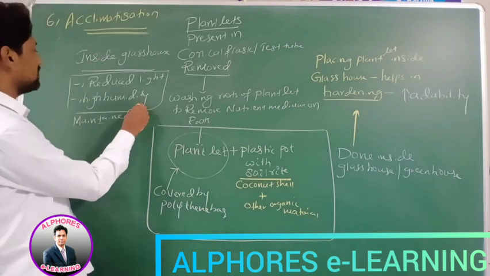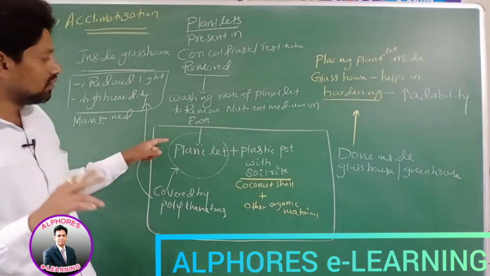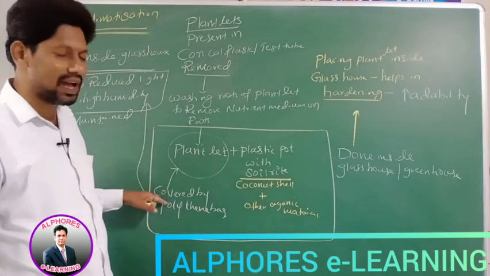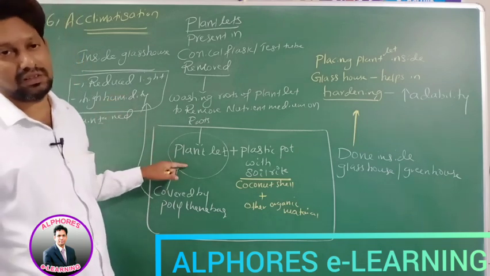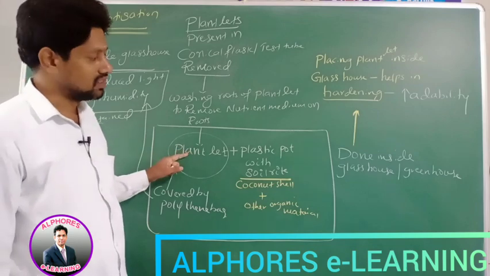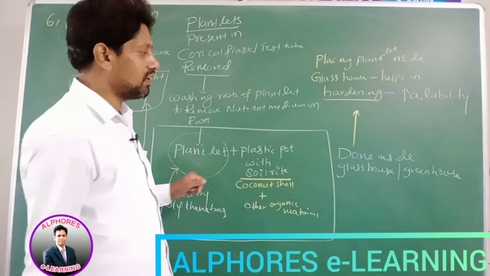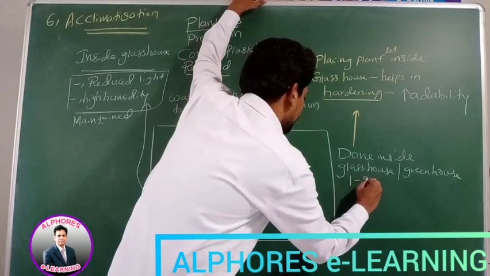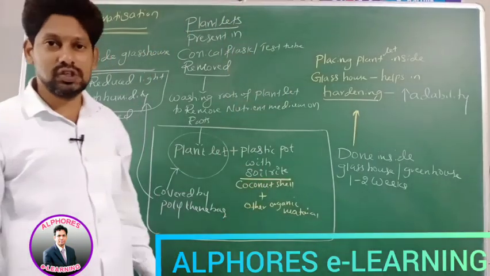Who is providing this high humidity? Polythene bag. We cover the plantlet with a polythene bag. Yes or no? That polythene bag provides high humidity to the plantlet. Now you tell me, where is the plantlet? The plantlet is inside the glass house, for how many weeks? One to two weeks. Is it okay?